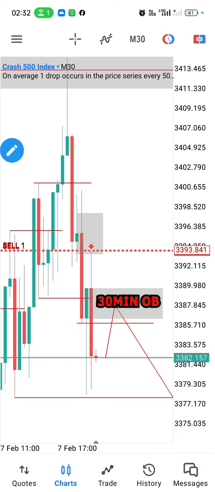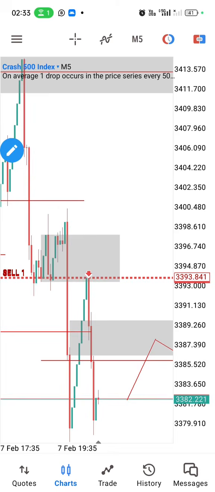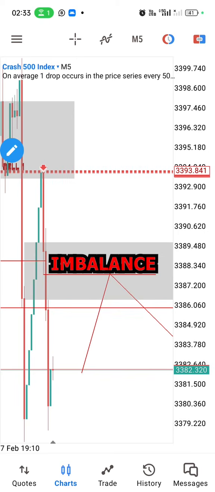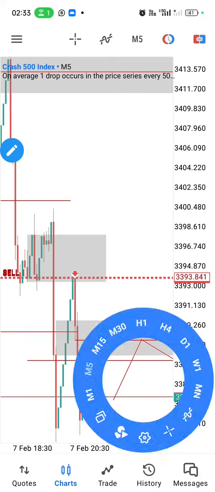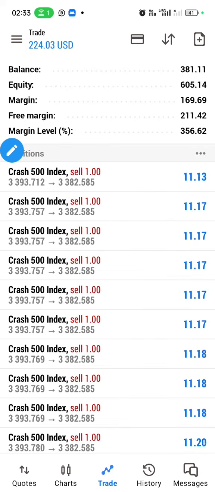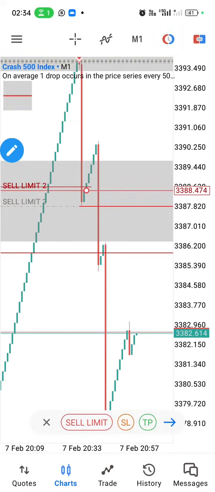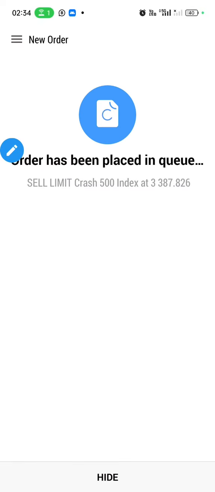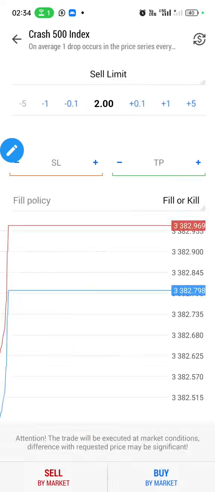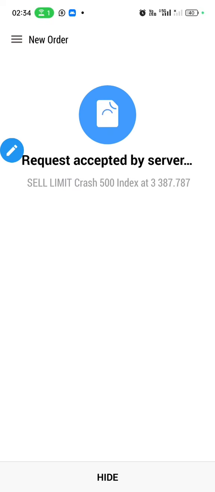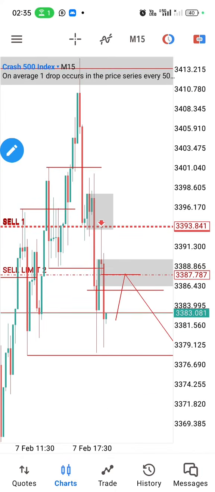So there's also a 30-minute OB there, which after it hit, price has to continue shooting down. And there's also an imbalance, as you can see in that 5-minute chart. So after price fills in the imbalance, it has to shoot down. So I started placing my sell limits right there because it was a good place to place my sell limits. And I placed a lot of sell limits, and then you're gonna have to see what happens afterwards.